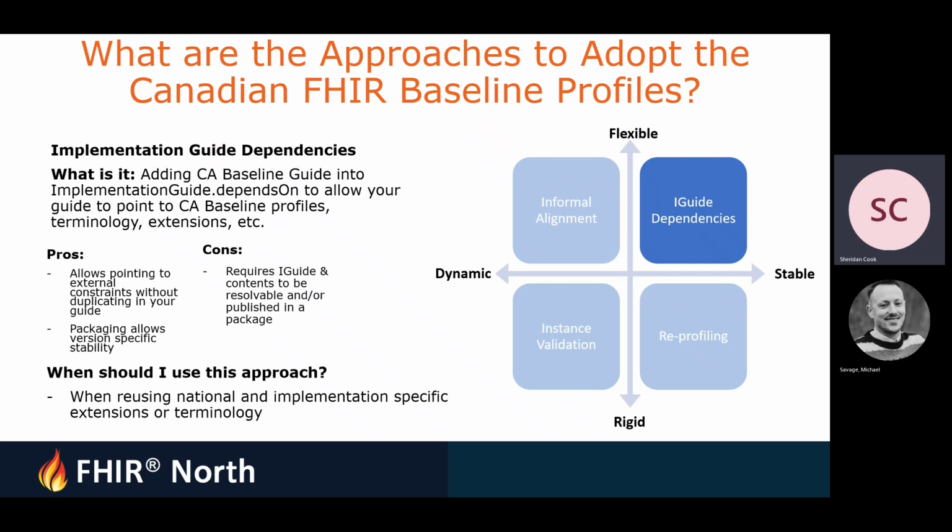You'd be able to include the CA baseline as one of your guide dependencies. And then you're not stuck maintaining and having to change this extension over time. You don't have to duplicate it just for the purposes of passing validation. And including this implementation guide dependency doesn't necessarily force you to use any specific content or all content of the baseline, but it is a particularly helpful approach for folks who are going to be developing profiles that rely on often nationally standardized extensions and terminologies.